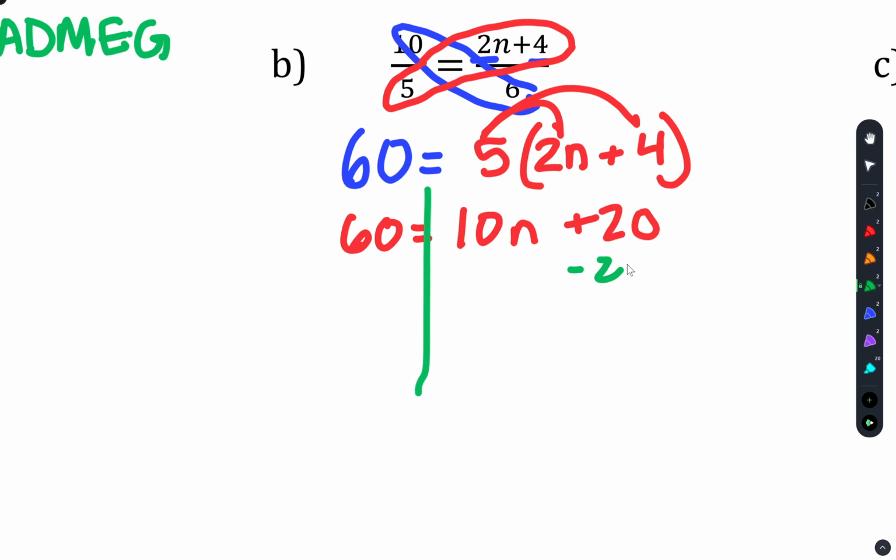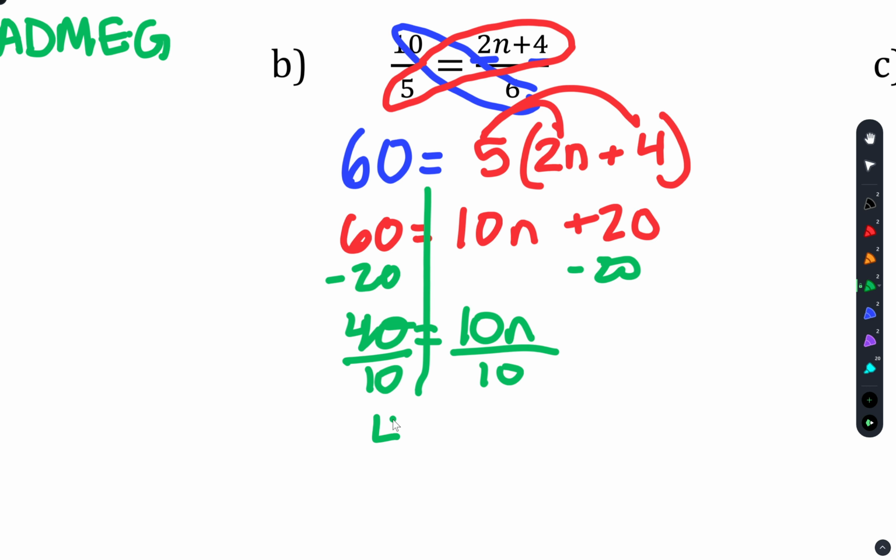We are going to subtract 20 from both sides. And then I can divide both sides by 10 to get 4 equals n.